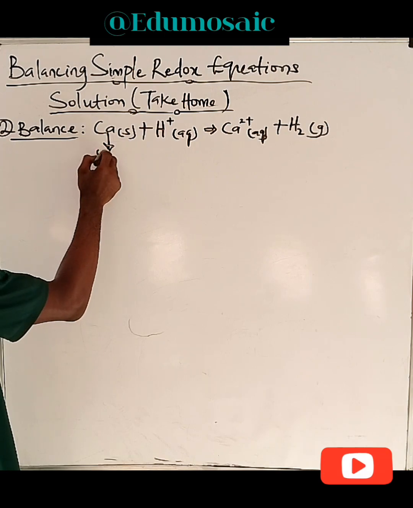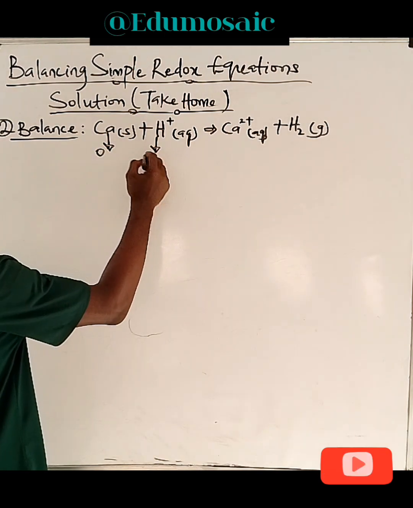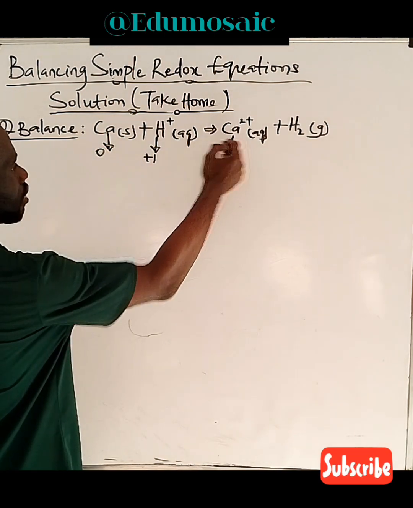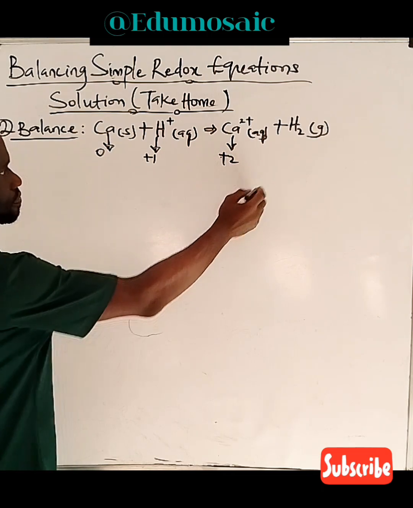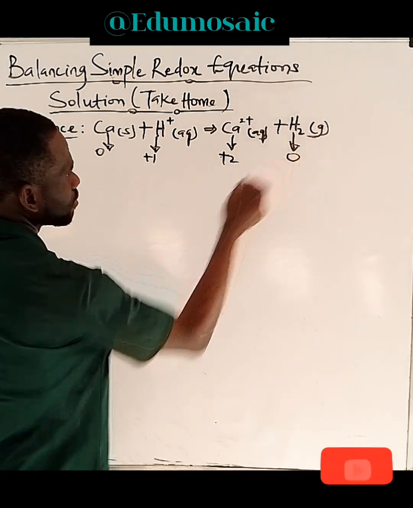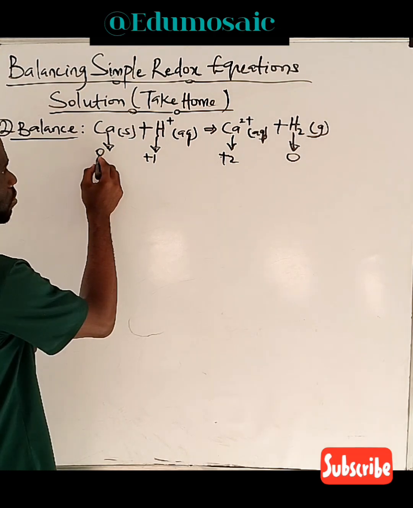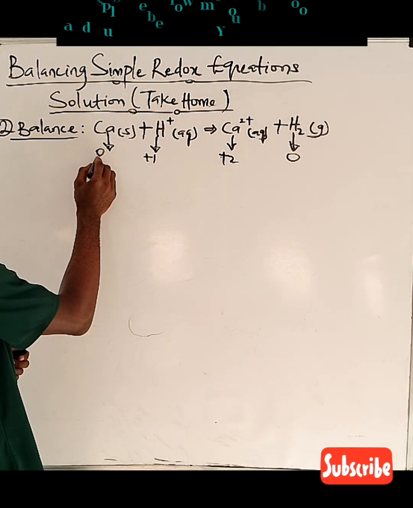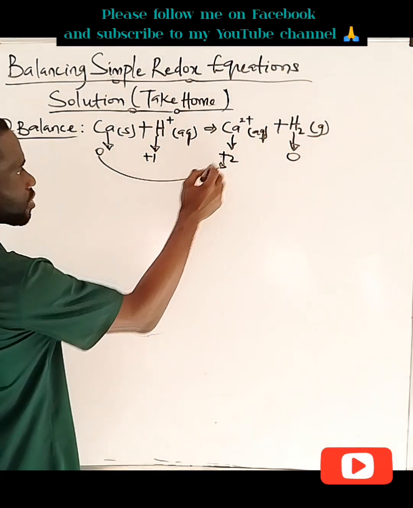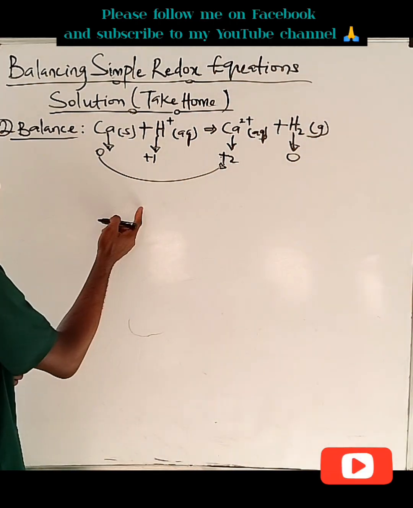So calcium here is 0 oxidation number, hydrogen here is +1. Now on the product end, calcium is +2, while hydrogen here is 0. So quickly let's identify our oxidation and our reduction. The calcium on the reactant side is this 0. Now on the product end, +2. There's an increment in oxidation number.